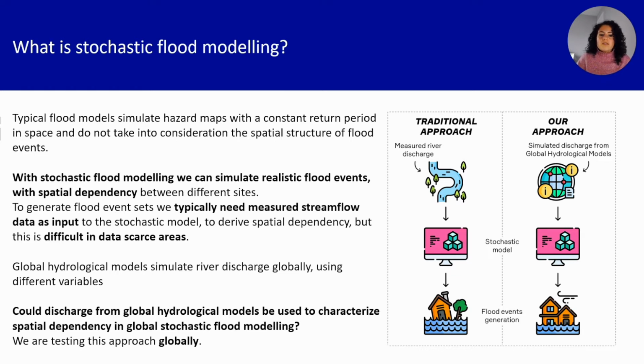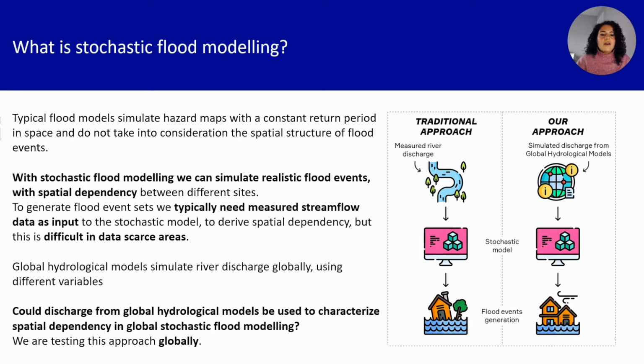This approach is very useful, especially at large scale, where spatial dependency matters the most, as it significantly improves our accuracy in assessing flood risk. One of the most time-efficient ways to do stochastic flood modeling is to derive the spatial dependency between sites using historical discharge data, and then use the stochastic model to simulate realistic events. While this works very well for data-rich areas, such as the United States, it isn't applicable in data-scarce regions, since we need to have historical data.